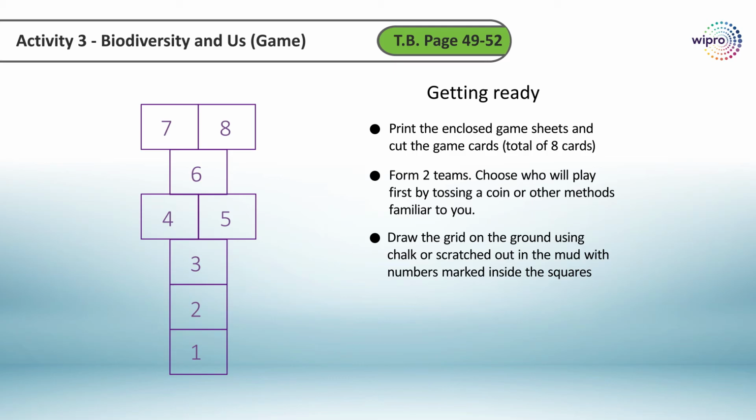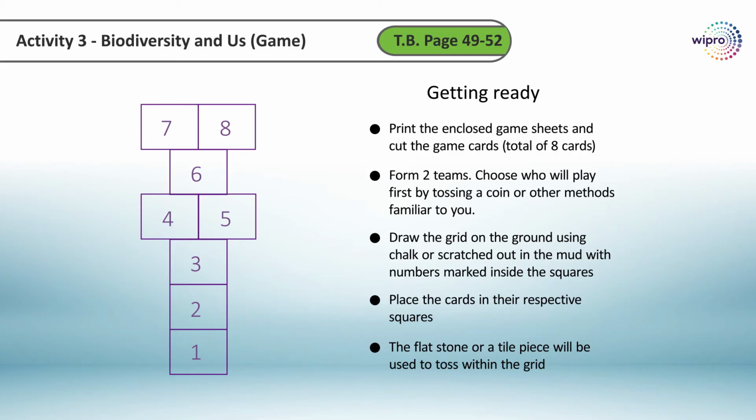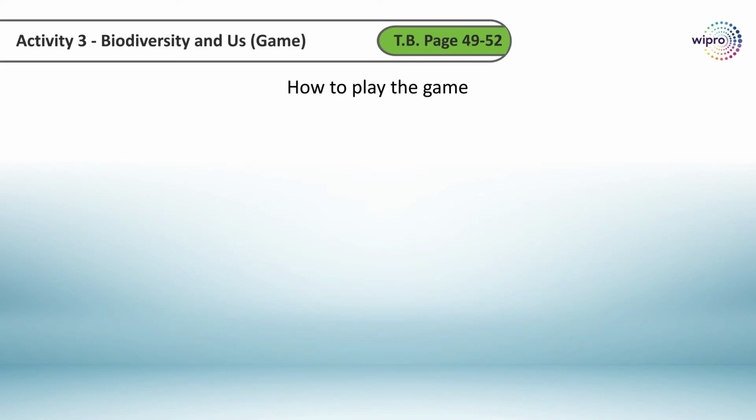Draw the grid on the ground using chalk or scratch it out in the mud, with numbers marked inside the squares. Place the cards in their respective squares. The flat stone or a tile piece will be used to toss within the grid. Now, let's understand how to play this game.